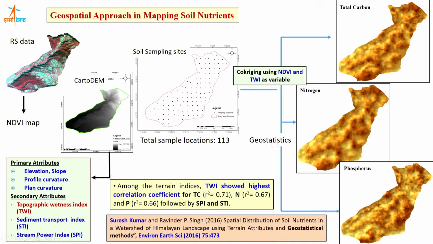Instead of geostatistical techniques, you can also use machine learning techniques to establish the relationship between the properties which you analyze in the soils at the different points, and for the same points you get the terrain attributes or environmental covariates. By analysis with machine learning you can generate this digital soil nutrient map.